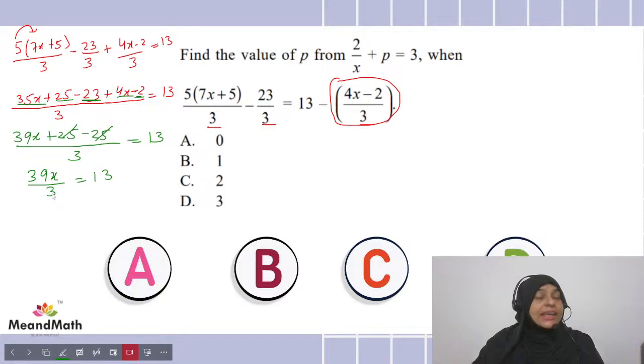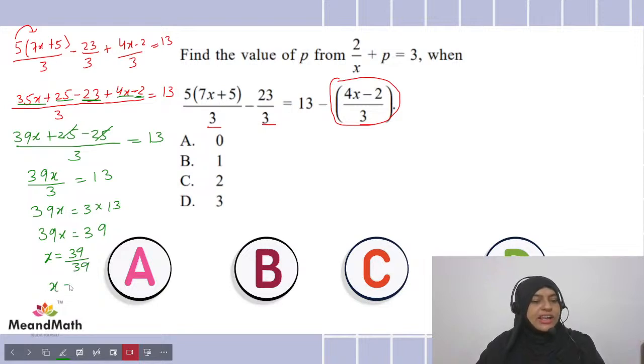Now 3 will go on the right hand side and it will be in multiplication. 39x equals 3 times 13, so 39x is equal to 39. And x will be equal to 39 divided by 39. So the value of x is equal to 1. The equation looks typical, but it's really easy, correct? So what are we getting? We got the value of x is equal to 1, right?